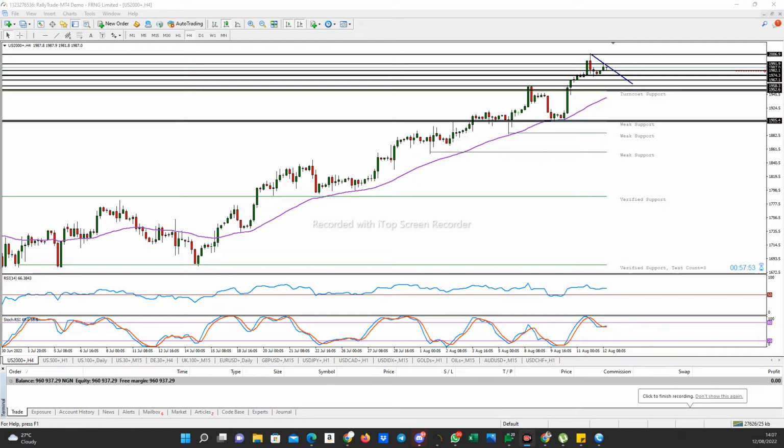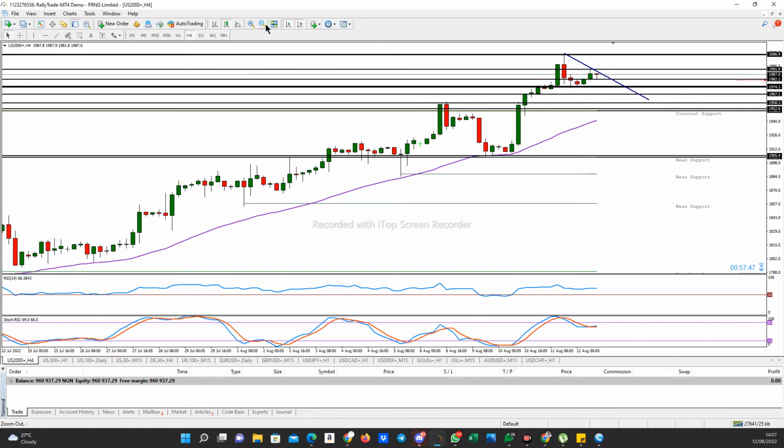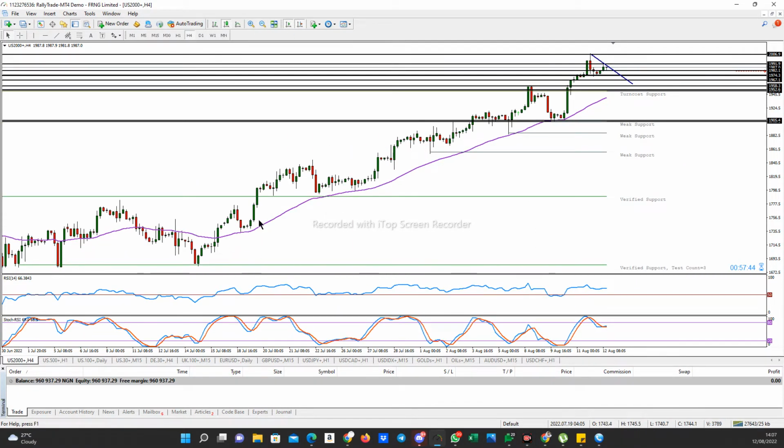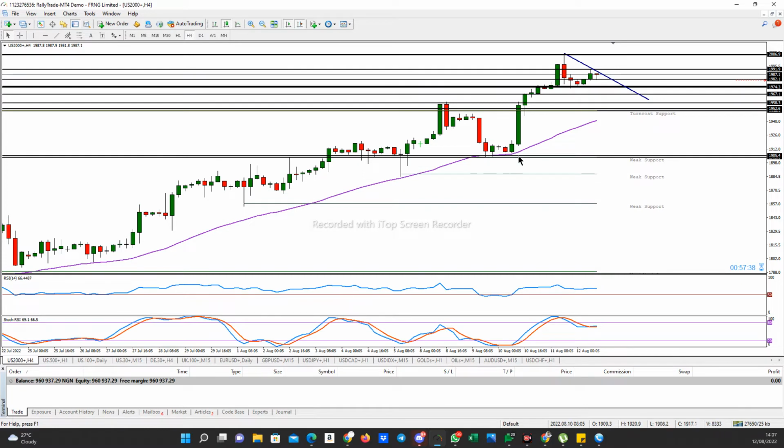All right, good afternoon. We are looking at US 2000. Happy weekend. What we can see clearly is that US 2000 has been on an uptrend, and now it got to this particular area. It created a high, right?